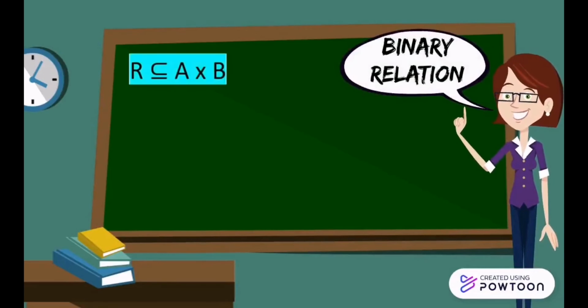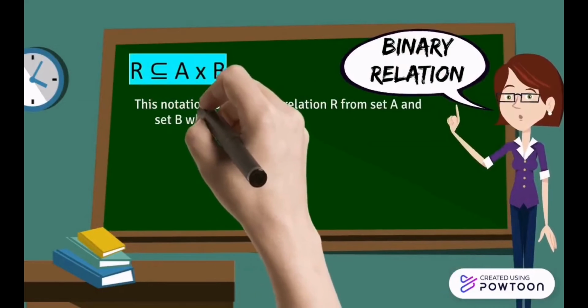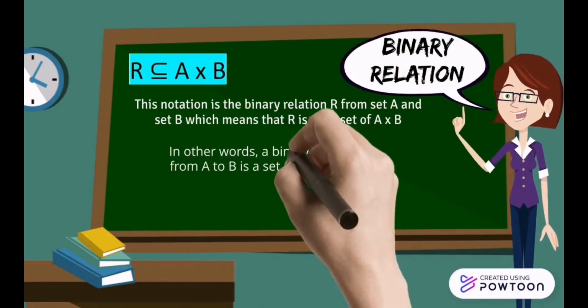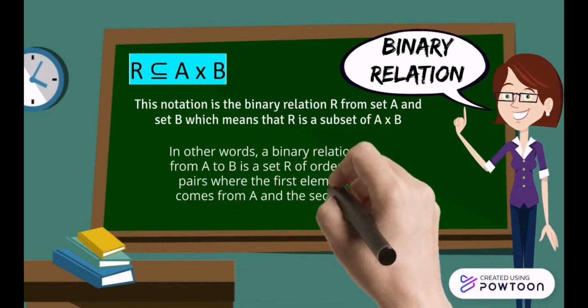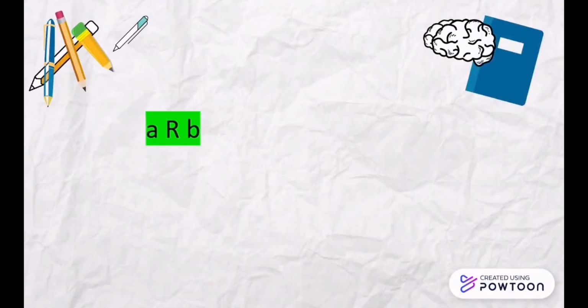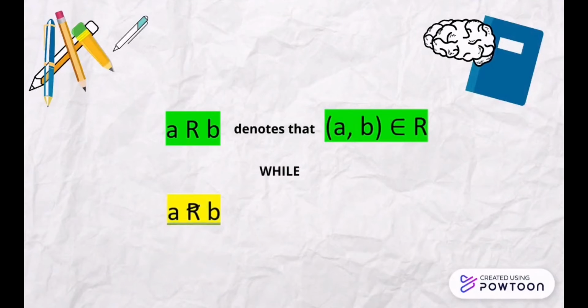Binary relation. Let's say we have set A and set B. Then a binary relation R from A to B is a subset of A cross B. R is the ordered pairs where the first element is from A and second element is from B. A related to B, or ARB, denotes that the element (A, B) is in this relation, while the notation below shows that A is not related to B.